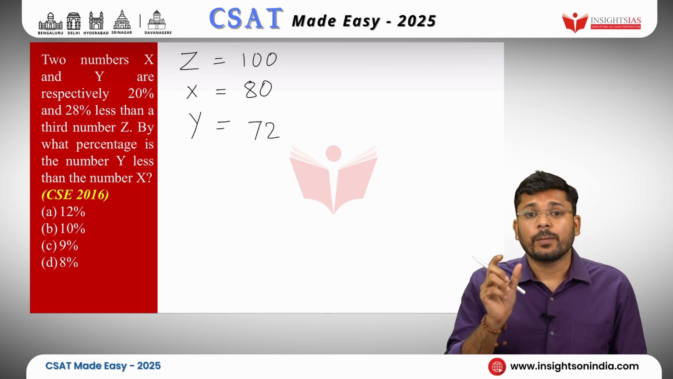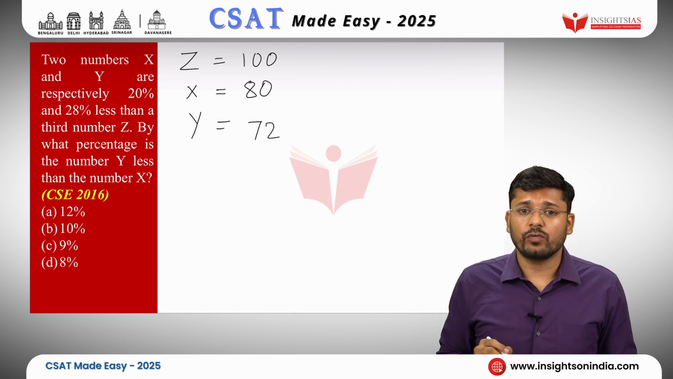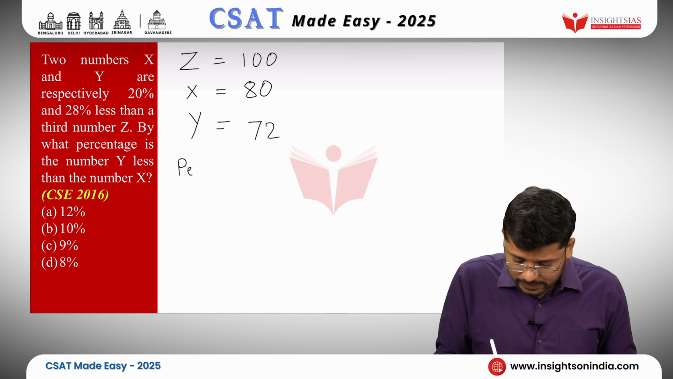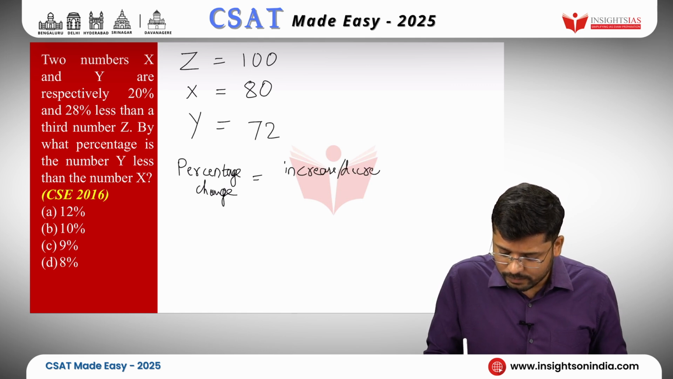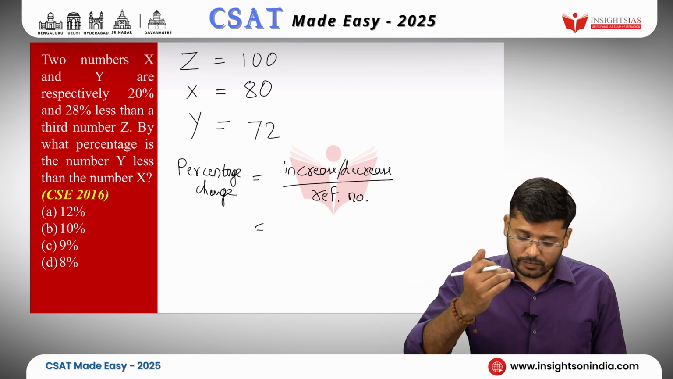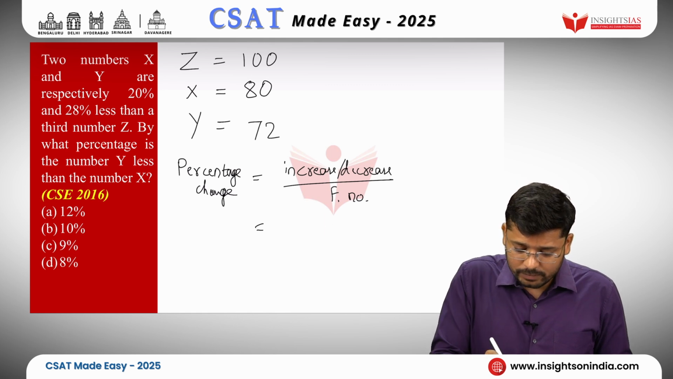Now we need to find out by what percentage the value of y is less than that of x, and we have a formula for that. What is the formula? Percentage change is equal to the increase or decrease divided by the reference number. Okay. What is the increase or decrease from x to y? It is 8, because 80 minus 72 is 8.